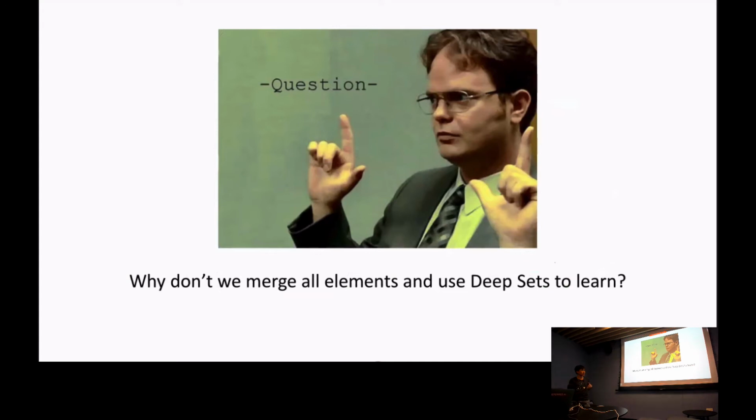So one question arises, right? Why don't we merge all the elements and just use deep sets to learn? Why do we bother to learn set of set, which makes things more complicated? The answer is that we need to preserve the hierarchical structure of the set. In some scenarios, we actually want to make use of that hierarchical structure, and then we can learn better representations of the data.